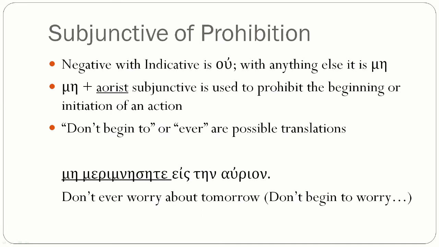Okay, tomorrow will have enough trouble of its own. Again, this could be just a regular aorist subjunctive, right? So it could be you might not worry about tomorrow. If it's a standard subjunctive, you would not worry, or you might not worry about tomorrow. But because it's me plus the aorist, you can translate it this way. Don't begin to worry about tomorrow.